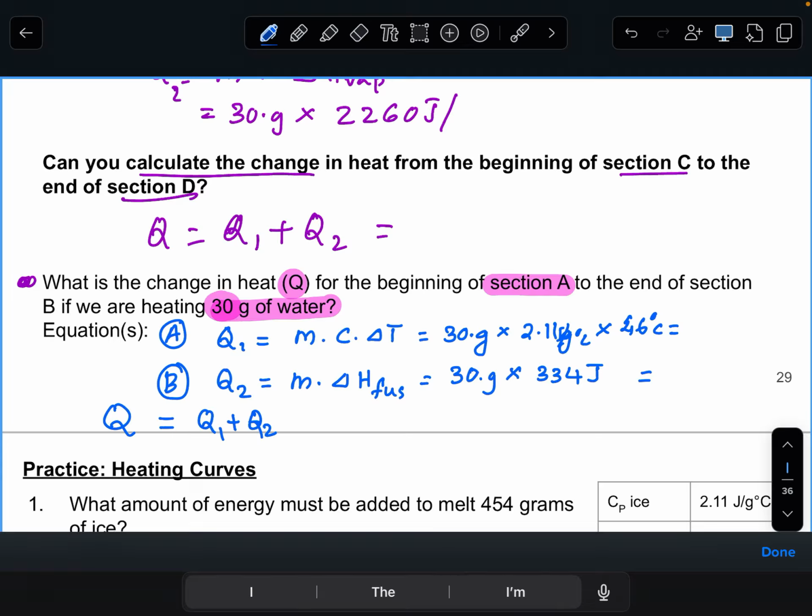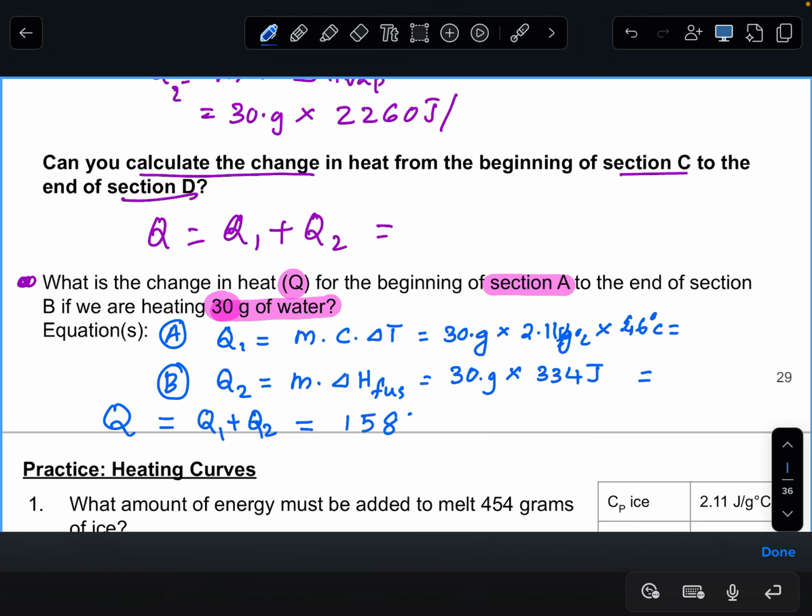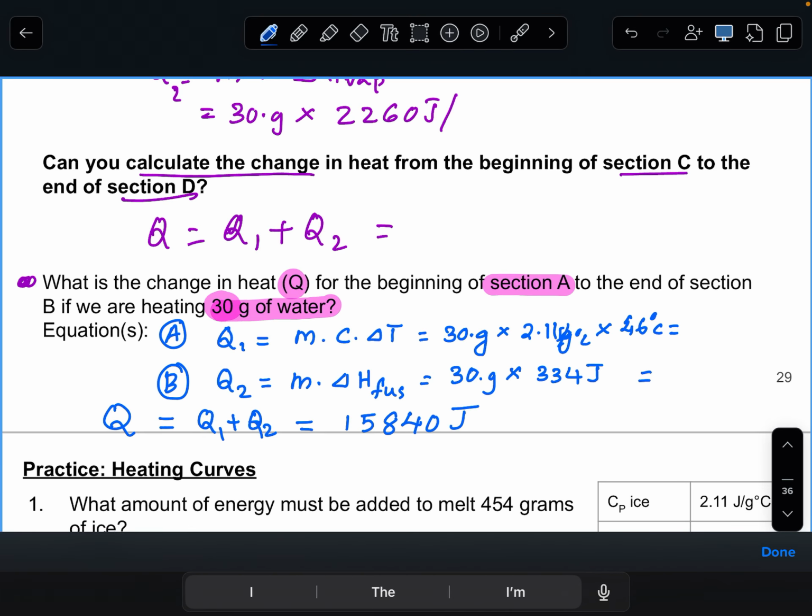Okay, so now what is the answer? What is the final answer? Or what is Q1 and Q2? 840 total energy. You all agree with that? Okay, so that's it. Yes.